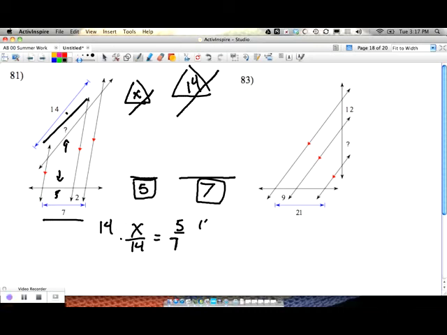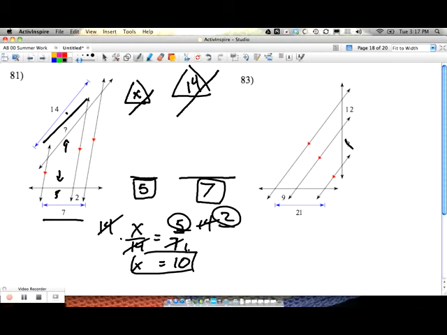This isn't too bad. Just multiply both sides by 14. 14 over 14 simplifies. It's just x. On the other side, 7 and 14 simplify to 2 on top, 1 on bottom. So then I have a 5 and a 2 divided by 1, which is 10. The answer is 10.